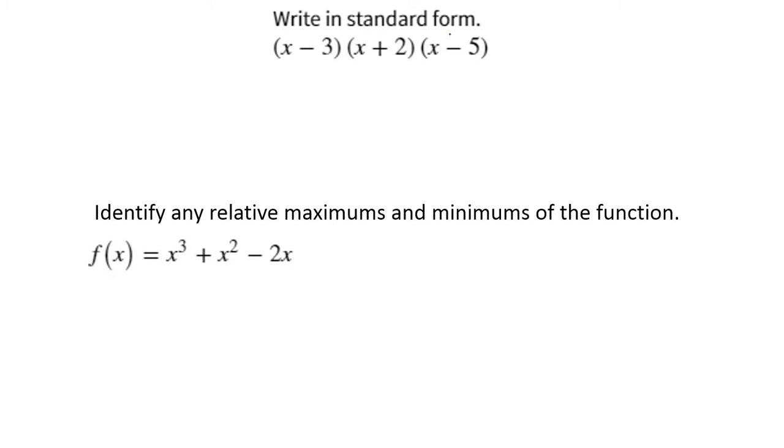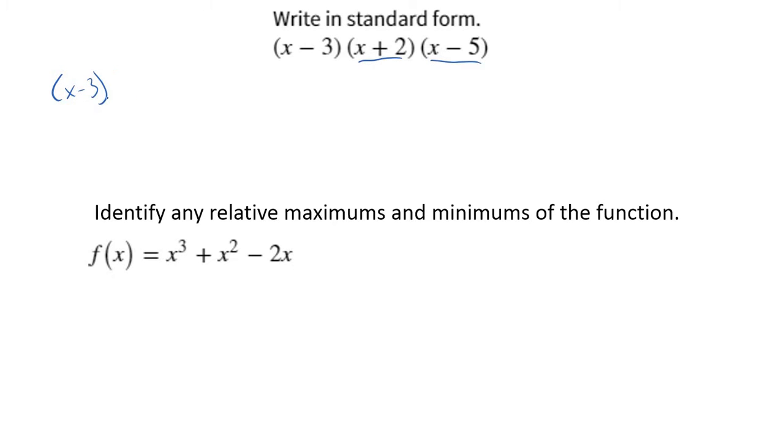Write in standard form. Remember, standard form from the previous lesson is just the polynomial in descending order, highest degree to smallest degree. So really, they're asking us to multiply this thing out, okay? Not hard to do, just got to be kind of careful going through things. So I'm going to go ahead and multiply these two things first, just to show you here. In fact, I'm going to write it over here.